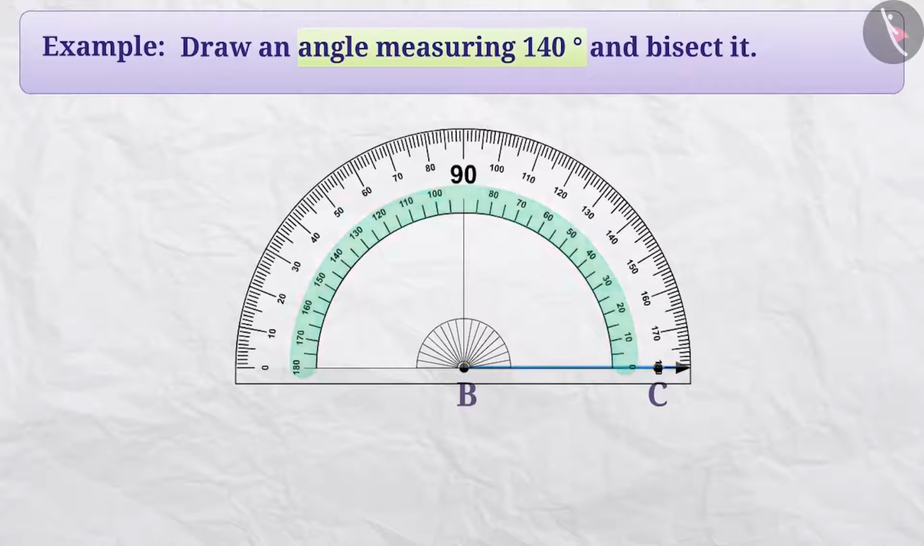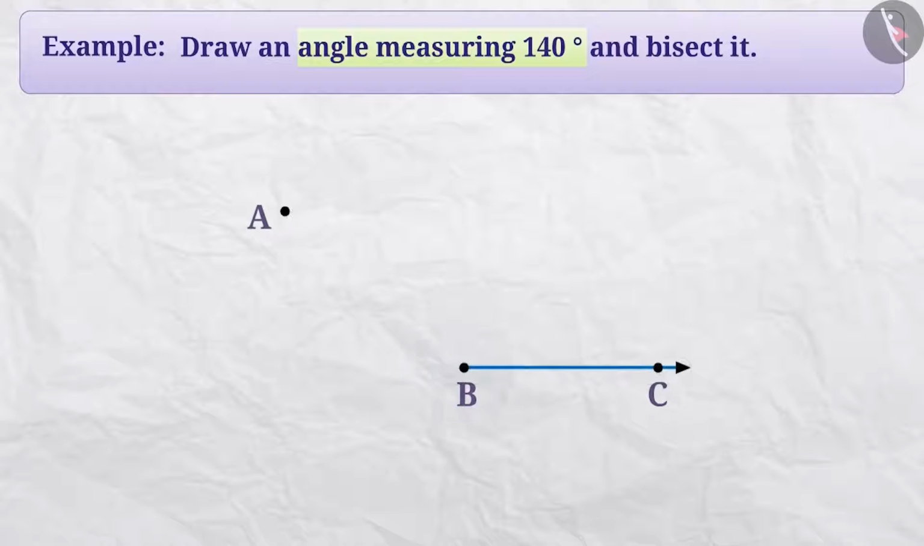Then we will use the protractor scale whose 0 degree is close to C. Since we have to draw an angle of 140 degrees, we will proceed on this scale to find the sign representing 140 and mark a point in front of it. We will name it A. Now taking point B as the vertex, we will draw a ray which passes through point A. From this, we will get angle ABC which measures 140 degrees. Now, let's bisect it.